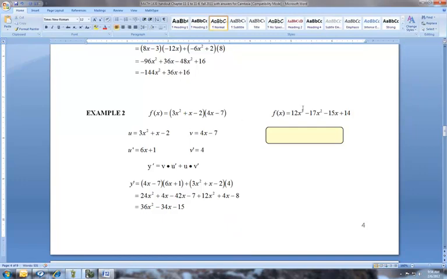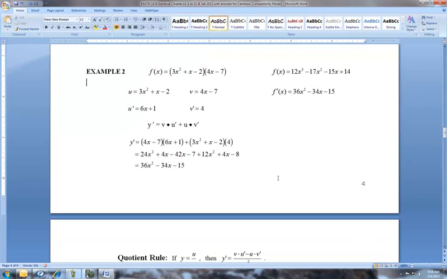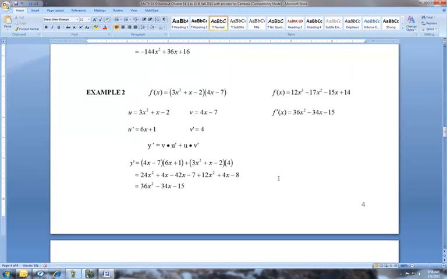Now, I went ahead and I multiplied this out, combined like terms, and if you'll get the derivative here, there's your 36x squared minus 34x minus 15. Derivative of the constant is 0. So if you'll notice, yes, these two in fact do jive. Okay? So that's it for the product rule. Go and play with those, and the next one I'll be doing will be the quotient rule.